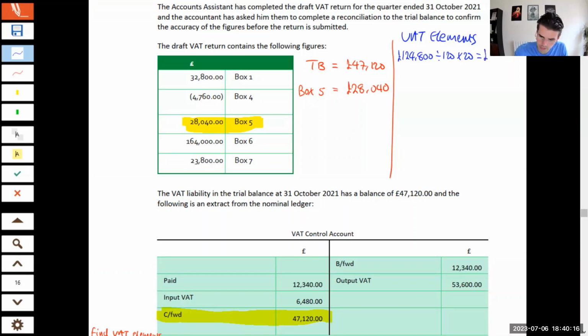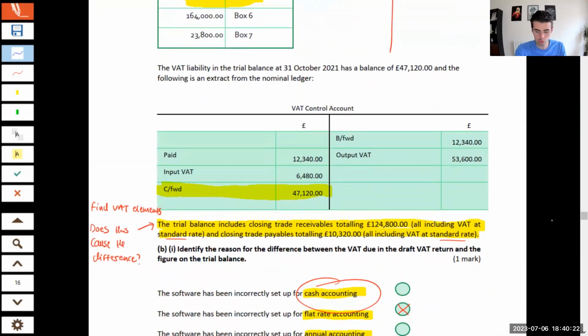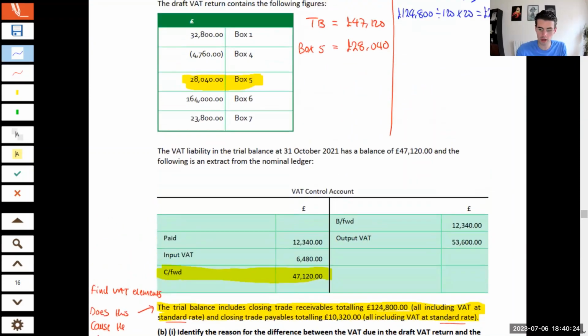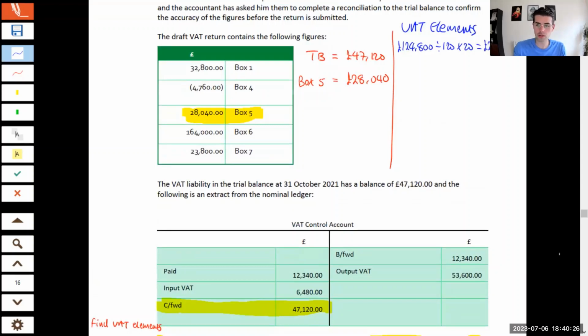Equals 20,800. So within that £124,800, 20,800 relates to VAT. Okay, again, that's the gross amount. Be very, very careful of that. And it sounds like I'm being really pedantic, but it is important. Okay.